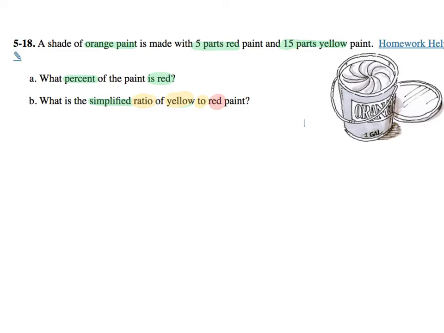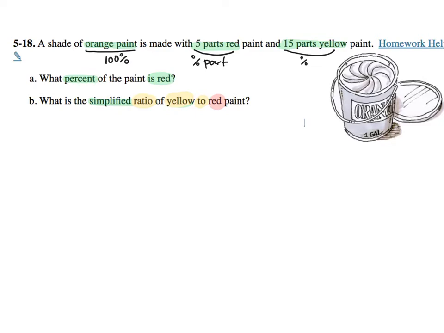So what I would like to do is visualize this information by drawing a number line that represents a part to whole ratio. In this case, the orange paint will be the total, so it's going to represent 100%, and it's made out of parts. So part and another part, percent and percent. How many parts are we going to divide? Here it says 5 and there's 15, so we have to divide into 20 total parts.